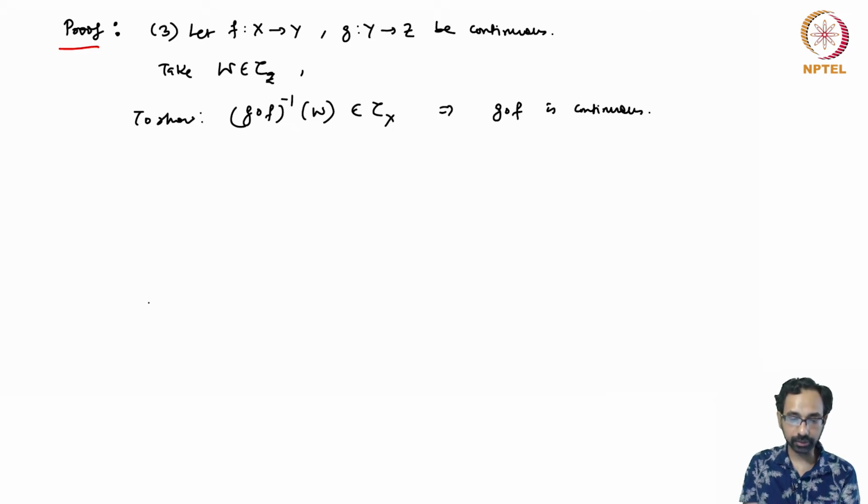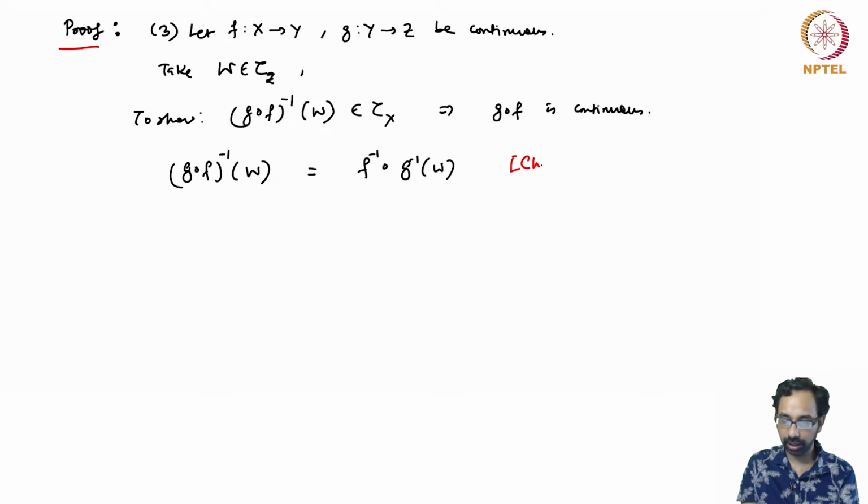So what is (g composed with f) inverse of W? Well, this is nothing but f inverse composed with g inverse of W. So I want you to check this relation, and it is just a set theoretic relation with respect to inverses. Okay, so this is nothing but f inverse of g inverse of W.